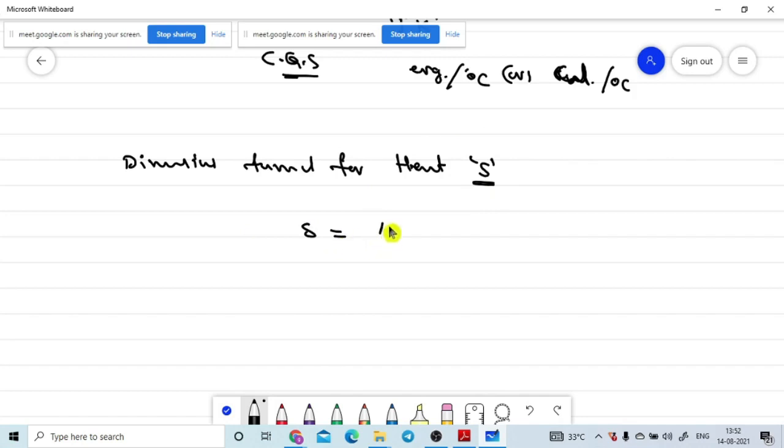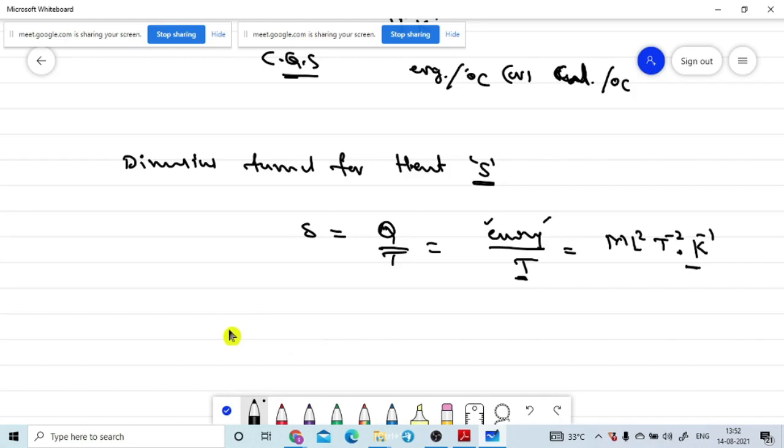S is equal to Q by T. Q is equal to energy. Energy is equal to work only. So work is equal to ML square T power minus 2, into K power minus 1, because of temperature is K power minus 1. So this is the formula. In the last class we also did the dimensional formula for energy. That's why I did not mention it here. Directly I went to this one.